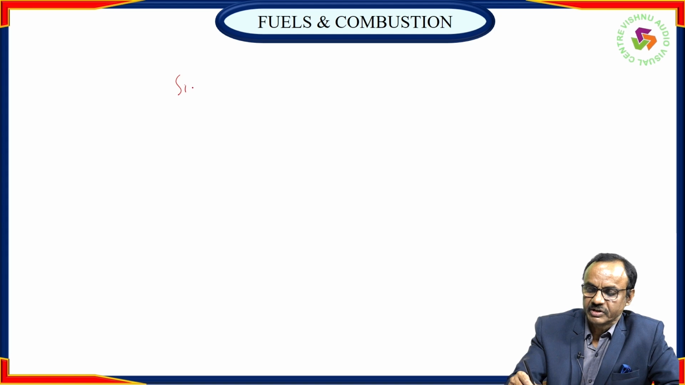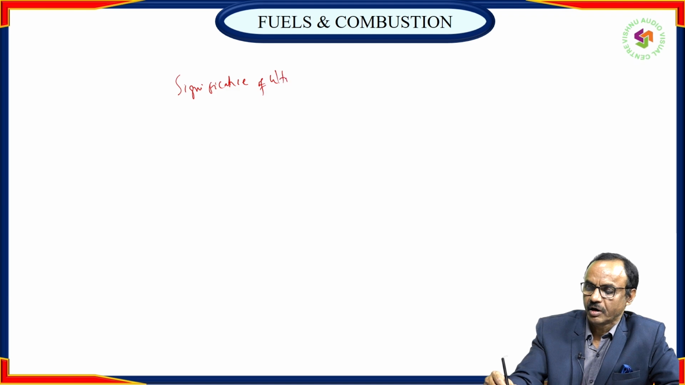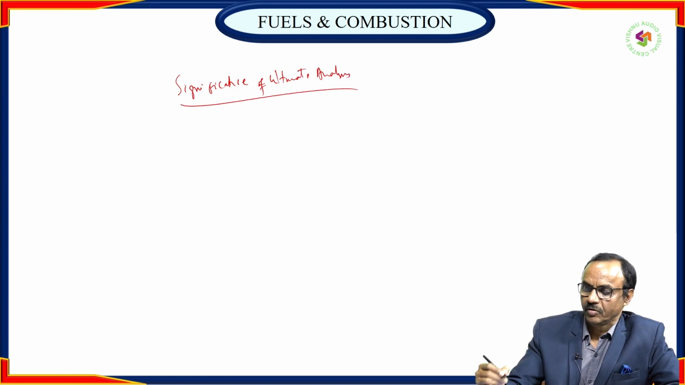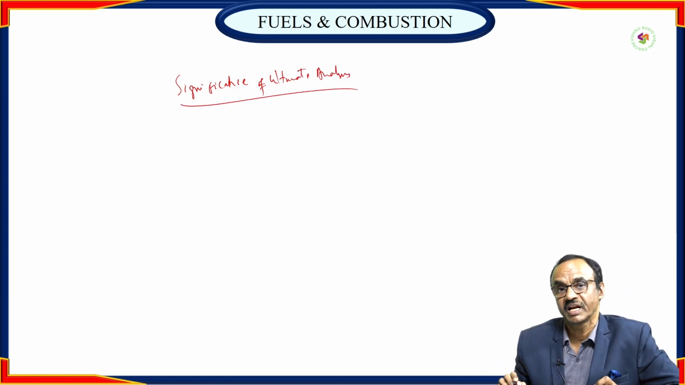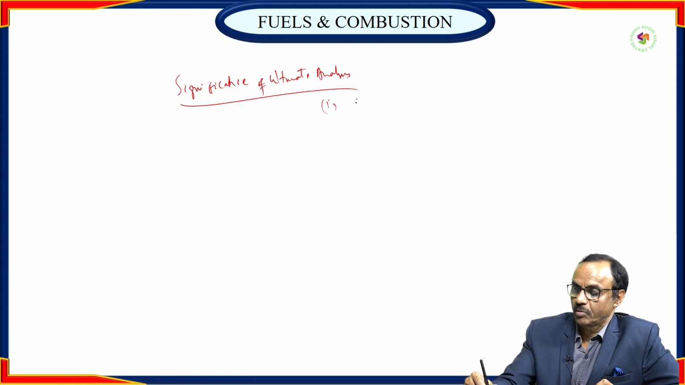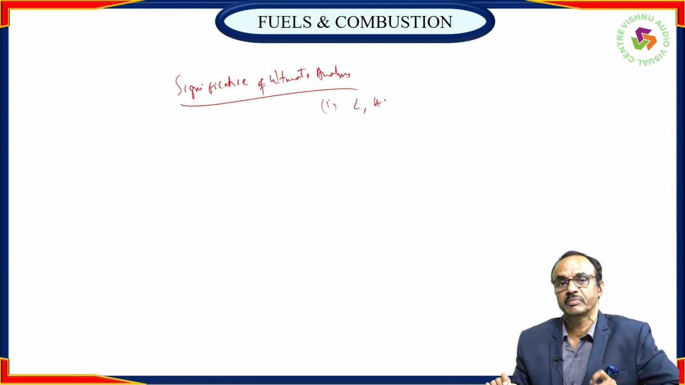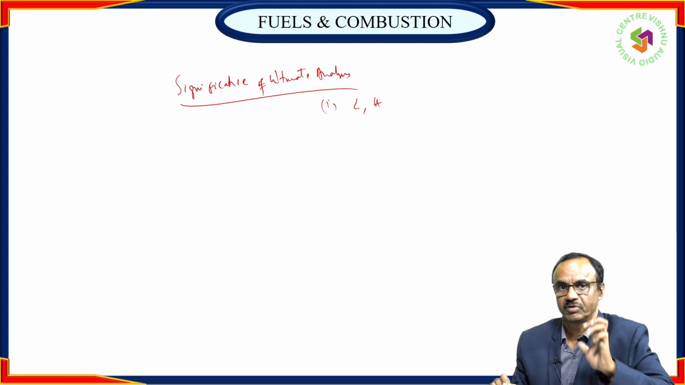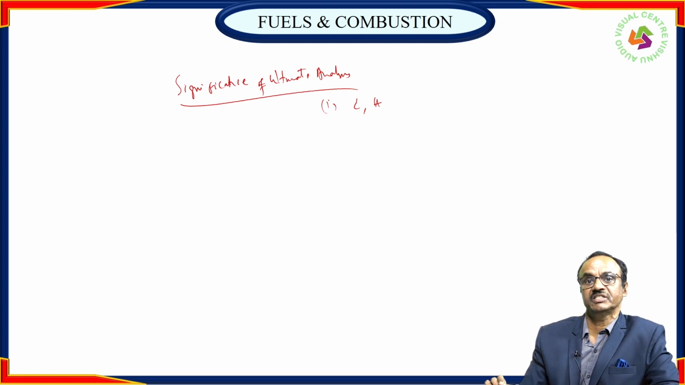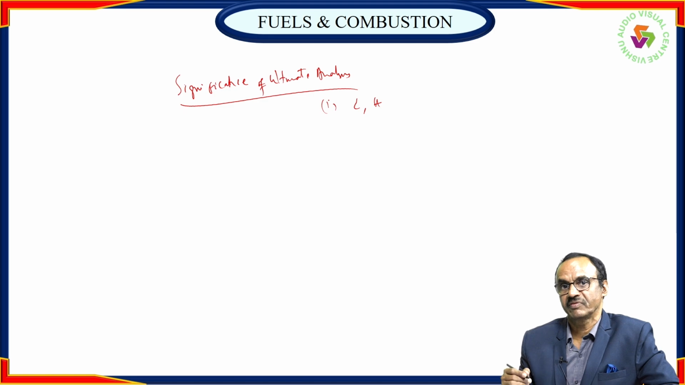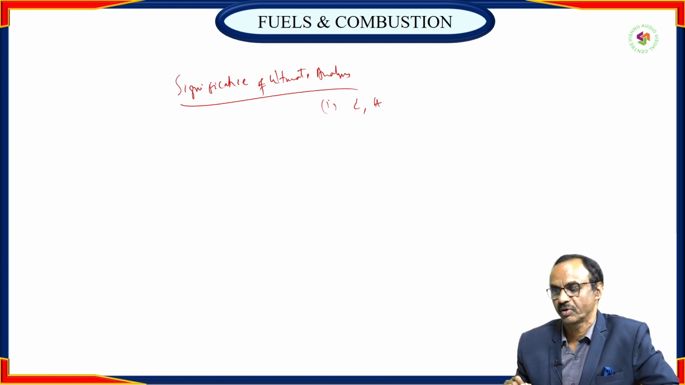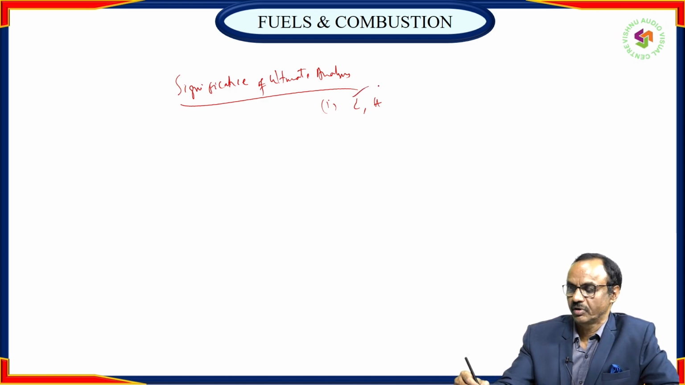Significance of ultimate analysis. We already discussed the significance of proximate analysis; this is the significance of ultimate analysis. First, what components do we analyze? First, carbon and hydrogen. Carbon is the main contributor, so the presence of carbon is desirable. As the hydrogen content increases, the effective calorific value decreases, because it should combine with oxygen and get converted into H2O vapor.